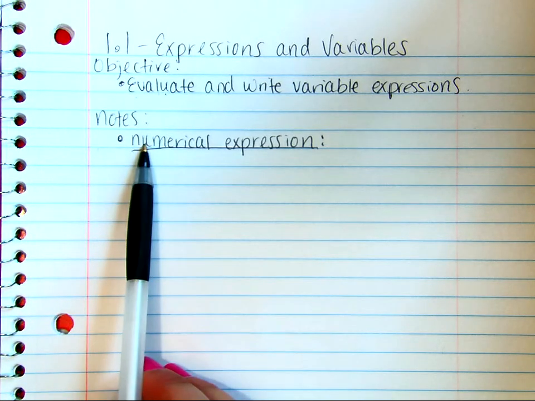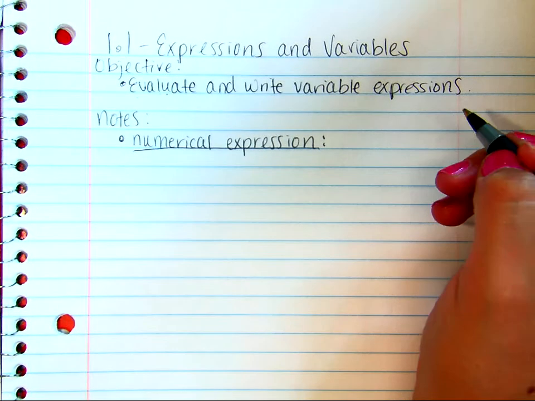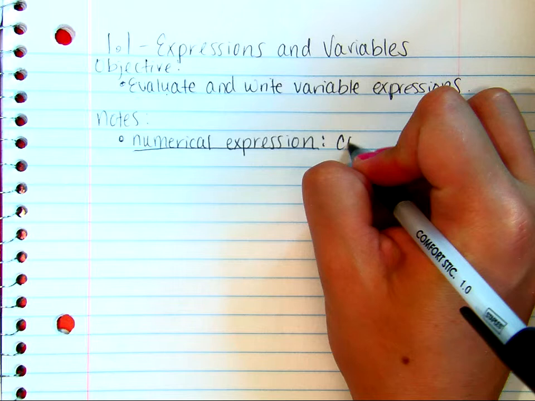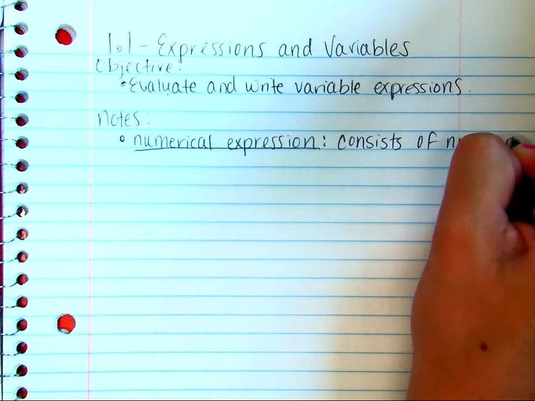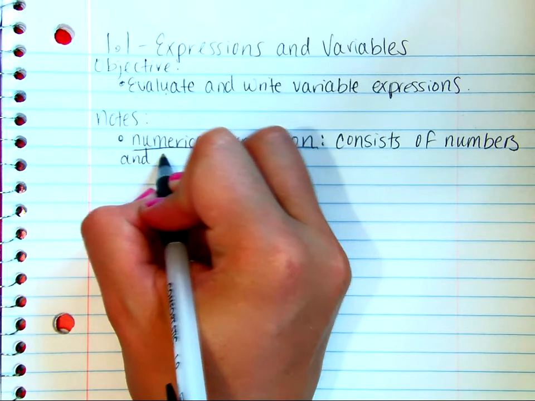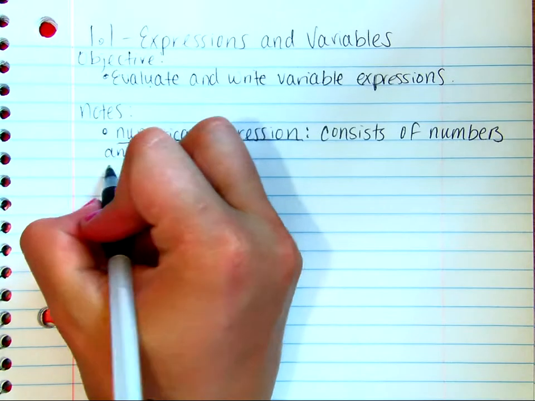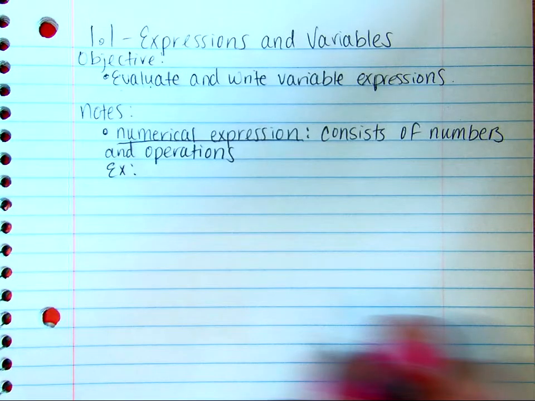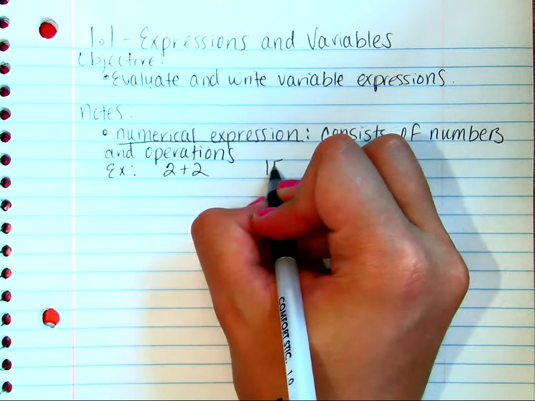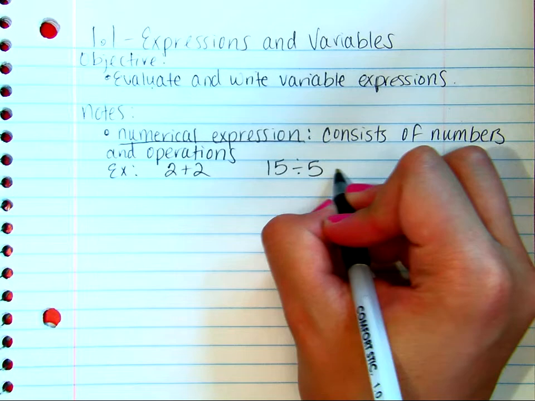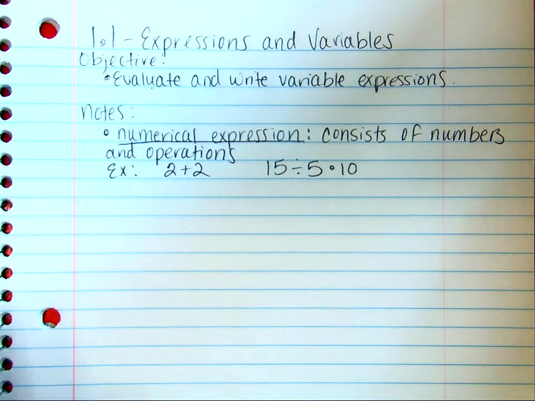Our first definition is numerical expression. A numerical expression consists of numbers and operations. So you've all encountered these. For example, a numerical expression might be something like 2 plus 2, or maybe 15 divided by 5 times 10. As long as it has numbers and operation symbols, that is a numerical expression.